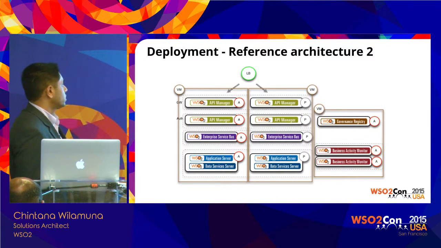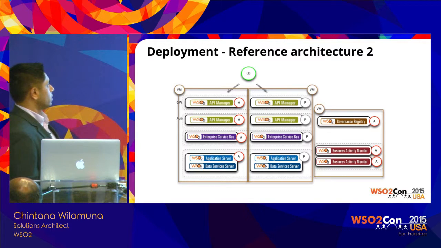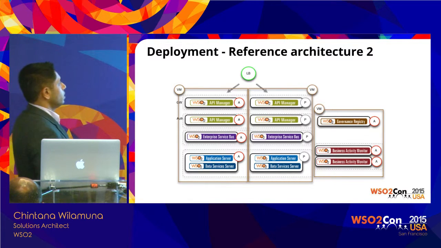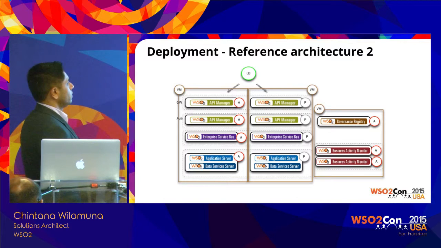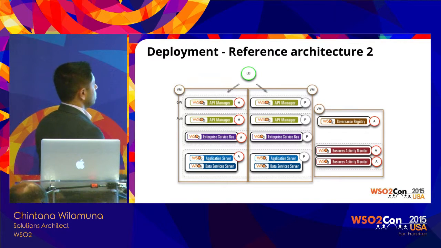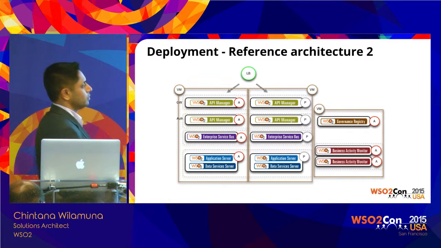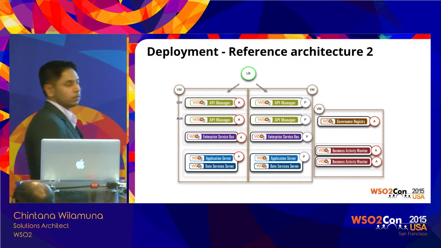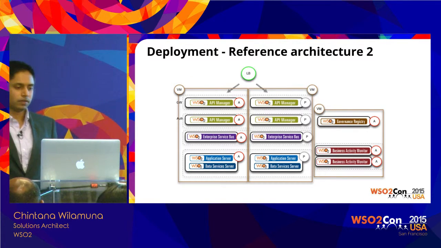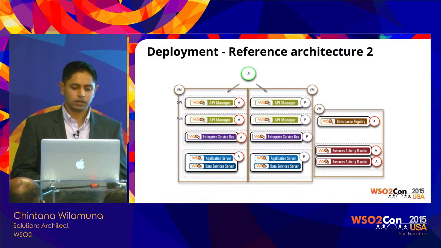So in the next architecture, we have API Manager. API Manager provides APIs, exposing APIs to users. Here we have this virtual machine, which is active, and this virtual machine is acting as a passive node that replicates the exact deployment we have in the active node.